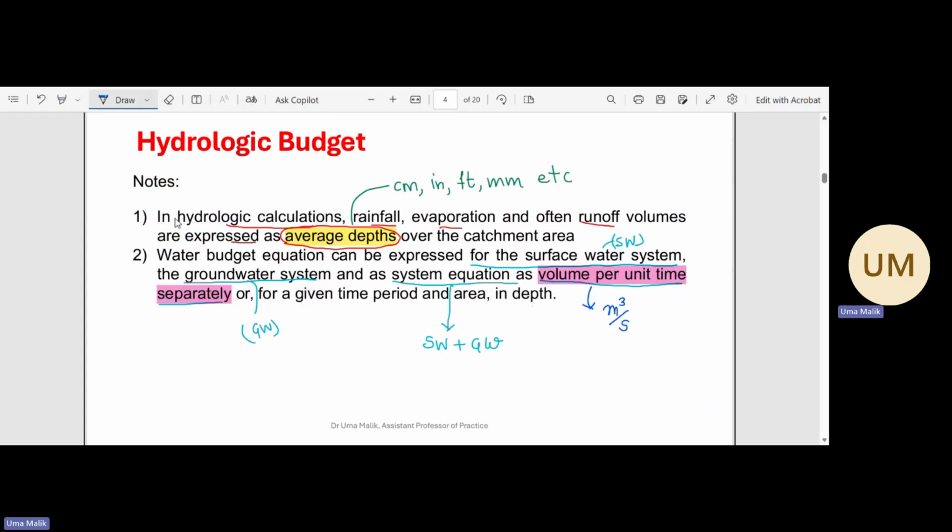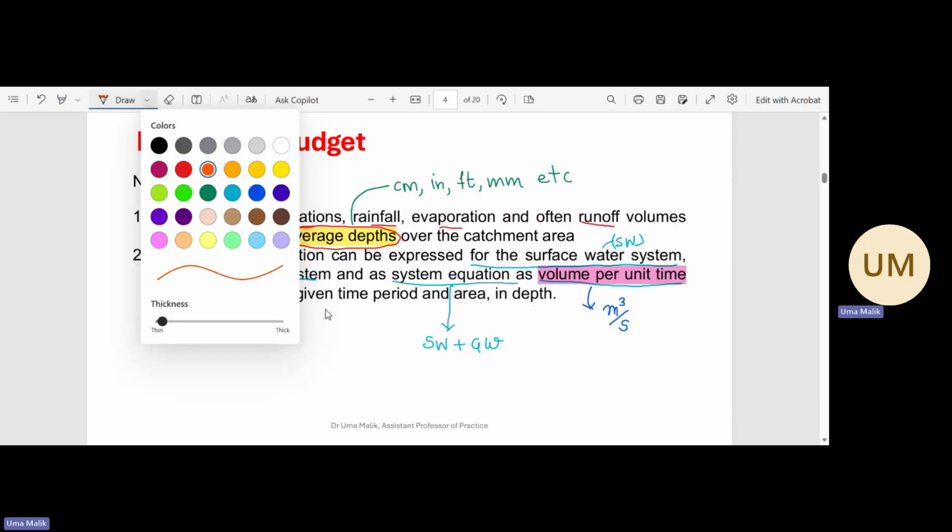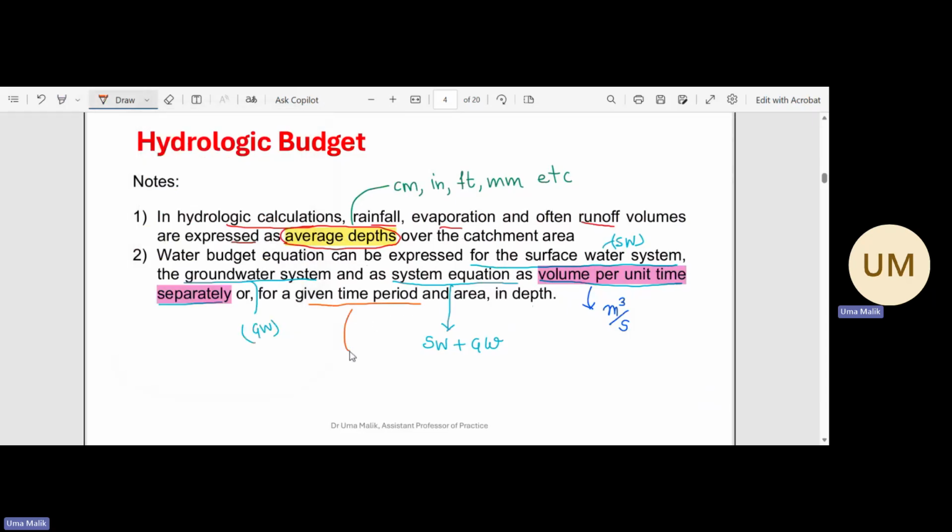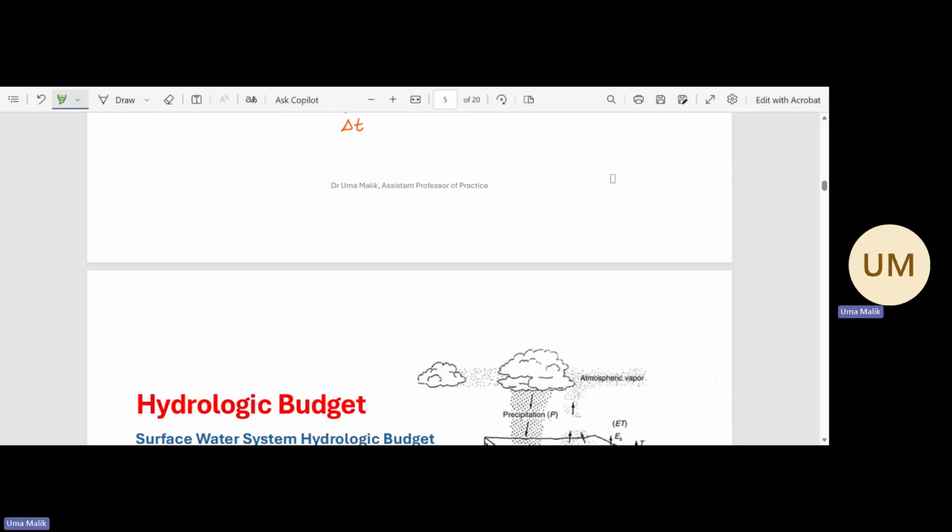Or if your time period is given, which is delta T, and area is given, which is A, where area can be given in square meters, square kilometers, hectares, etc., then you can express it in depth. So these are the units, and in the problems you will see that too.